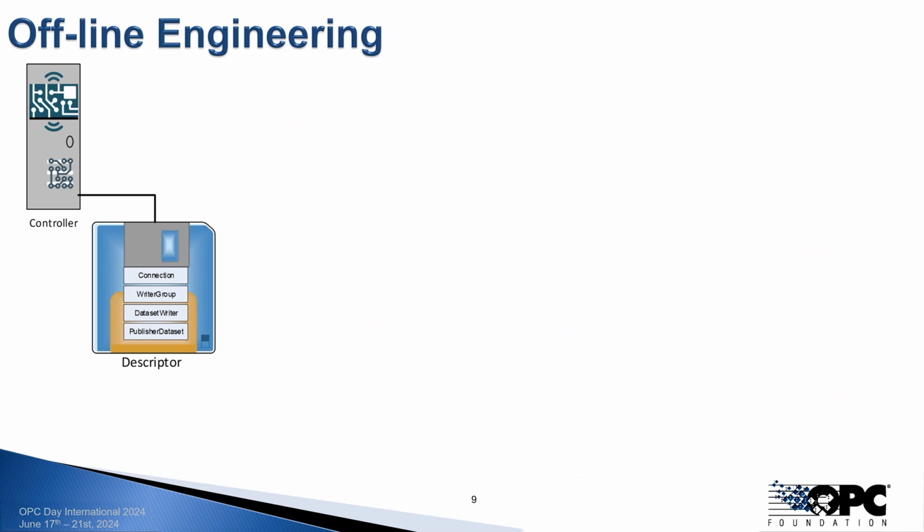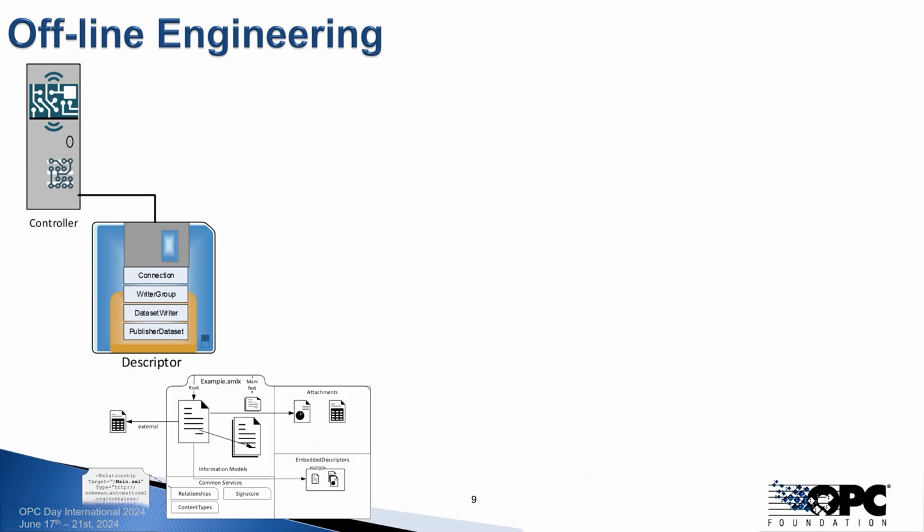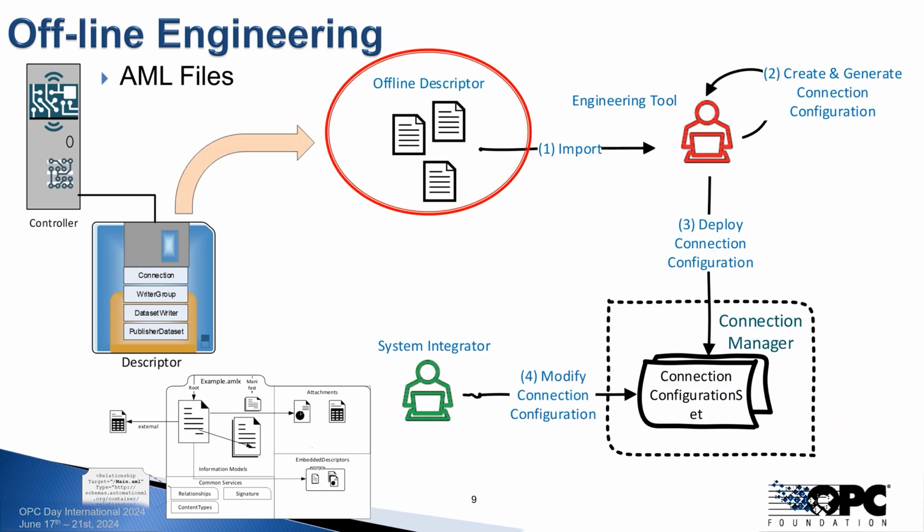We have offline engineering. So in FX, we've defined a descriptor. What is a descriptor? Descriptor is an AML file. It provides an overview of the product, including the functionality that it has. It can include a whole lot more than just the base pieces require. You can have documentation, other things in the AML files. These AML files are exchanged between vendors.